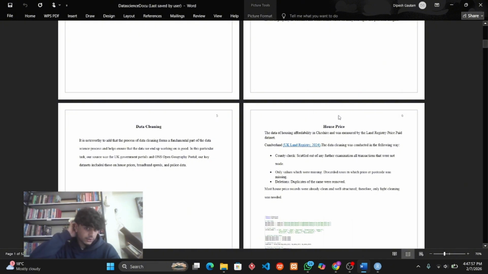So let's look at data cleaning. Data cleaning was a crucial step in this project to ensure accuracy of analysis. The key steps include removing missing and duplicate records, filtering the datasets to include only Cheshire and Cumberland, standardizing postcodes and geographic identifiers, and integrating multiple datasets into a single analytical model. After cleaning, the dataset is consistent, reliable, and suitable for further analysis.